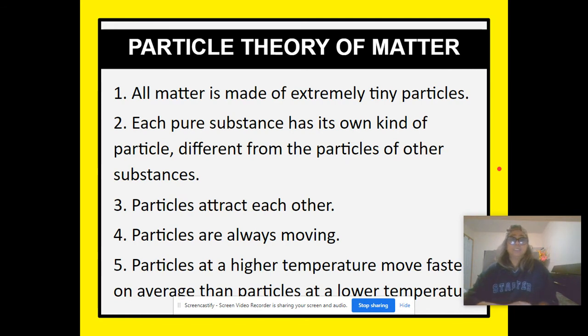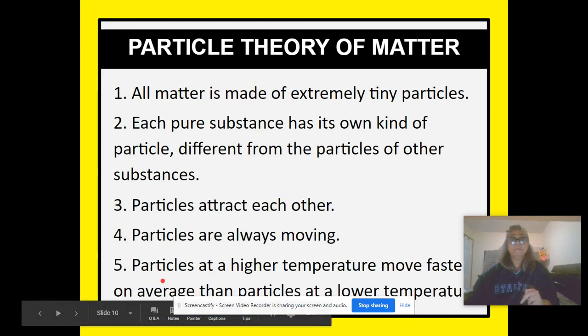And very important in this entire unit would be knowing these 5 things about the particle theory of matter. So, one, all matter is made of extremely tiny particles, which we call atoms. Two, each pure substance has its own kind of particle, different from the particles of other substances. Three, particles attract each other. Four, particles are always moving. And fifth, particles at a higher temperature move faster on average than particles at a lower temperature.